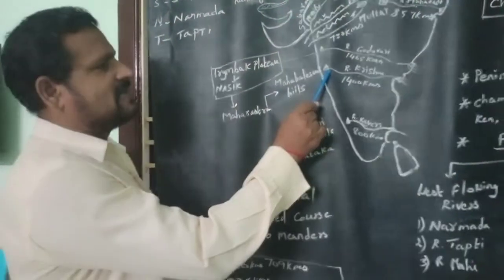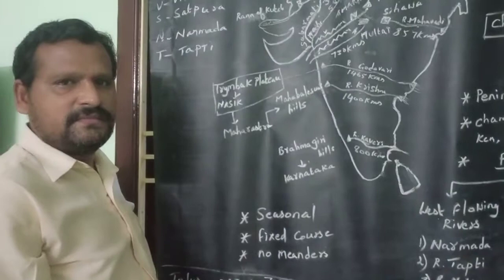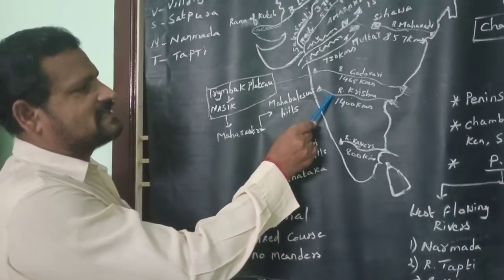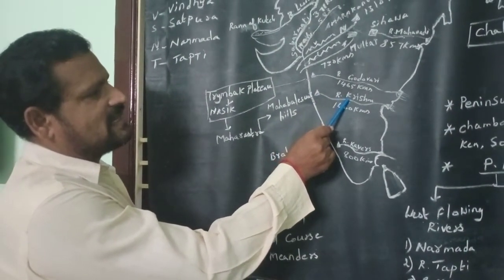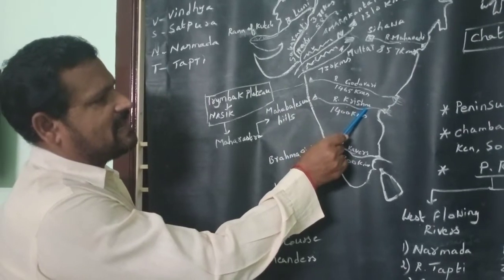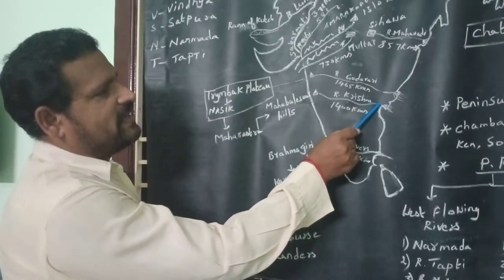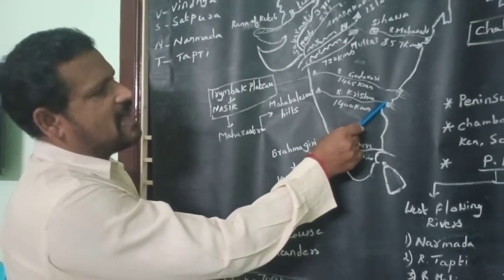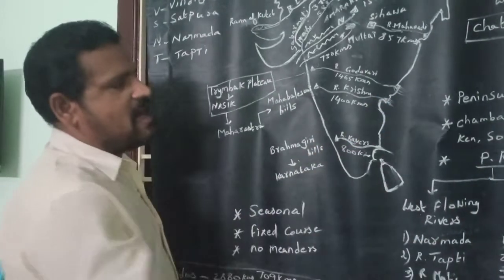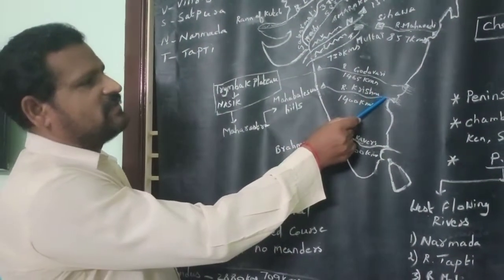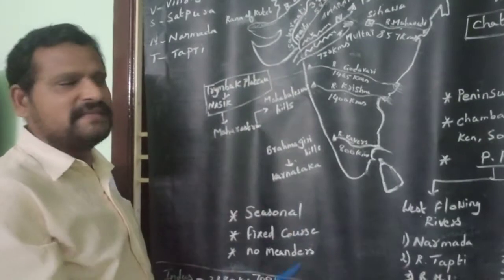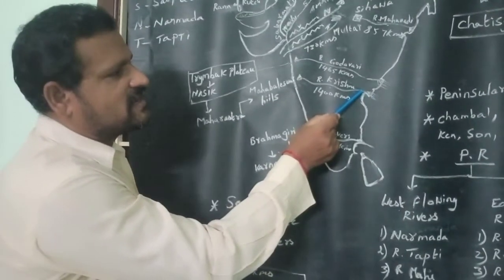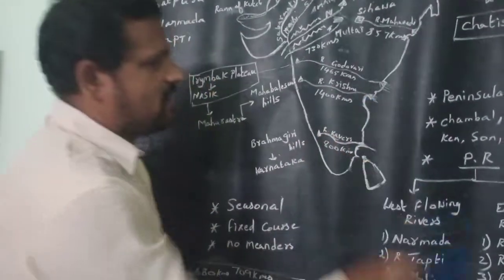Krishna river rises at Mahabaleshwar Hills. This Krishna river flows in Maharashtra state, Karnataka state, Telangana, Andhra Pradesh. Near Vijayawada, near a place called Amsala Devi, river Krishna reaches the Bay of Bengal.